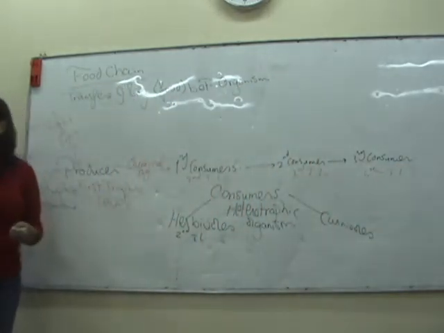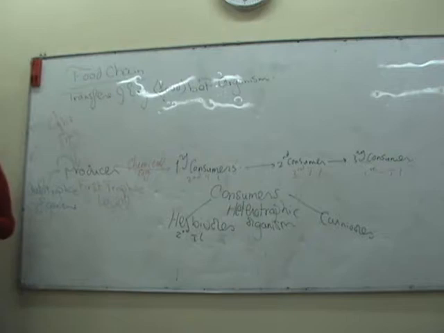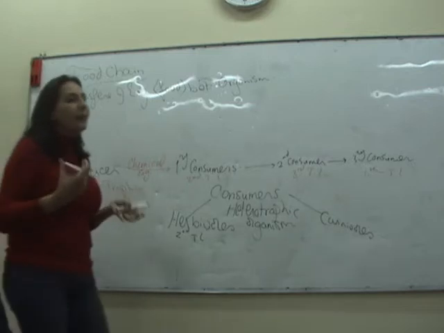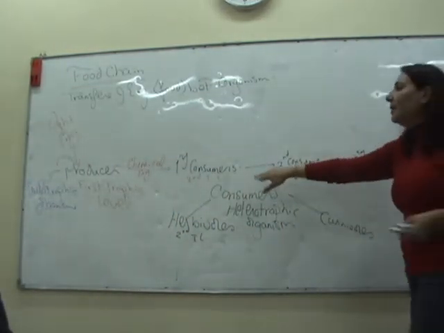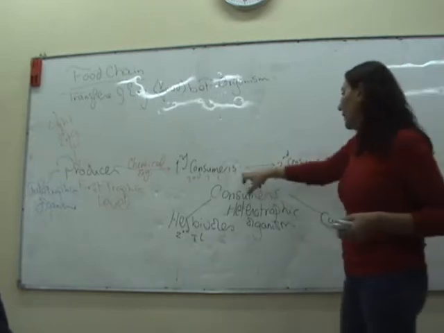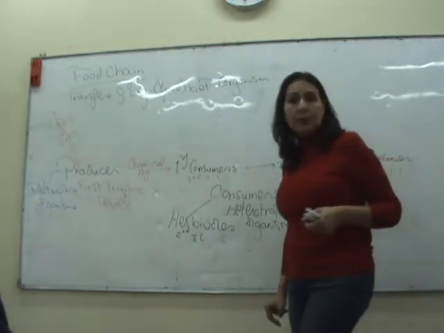So trophic level means feeding level. The trophic level is the feeding level, the level of feeding in the food chain. So the producer is the first feeding level. Okay? Omnivores, which can feed either on plants or animals, can be found anywhere in the food chain, either as a primary consumer or a secondary consumer.